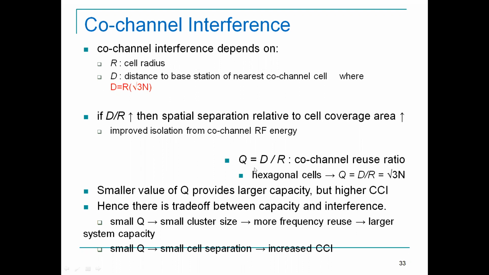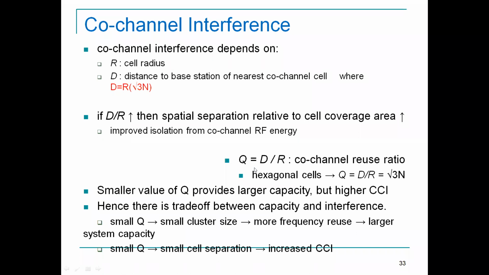If the co-channel reuse ratio is less, the cluster size is also small. If the cluster size is small, the frequency reuse is more. If the frequency reuse is more, that means the system capacity is high. Smaller co-channel reuse ratio is nothing but a small cluster size; if the cluster size is small, frequency reuse is high, and more frequency reuse means a larger system capacity.